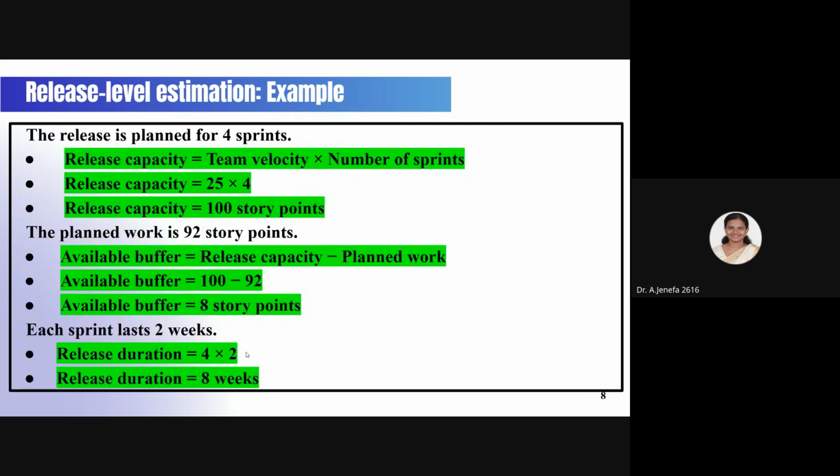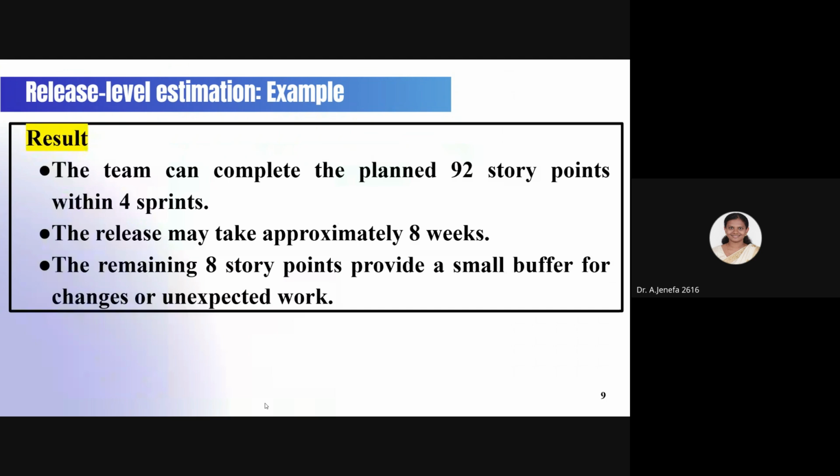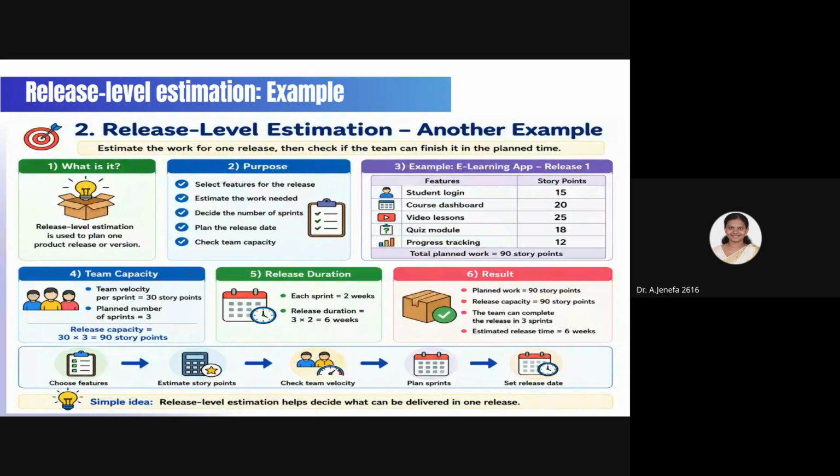And the remaining 8 story points provide a small buffer for changes or unplanned or unexpected work. Fine. So this is a simple example of how we estimate the work with the release level technique. Let's see another example. Here we have an app which will be released as version 1.